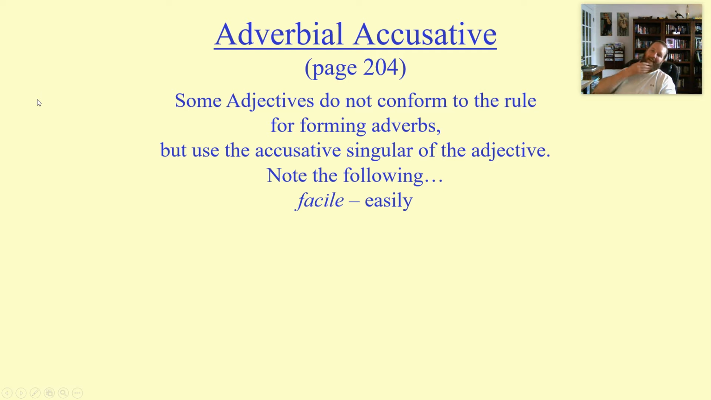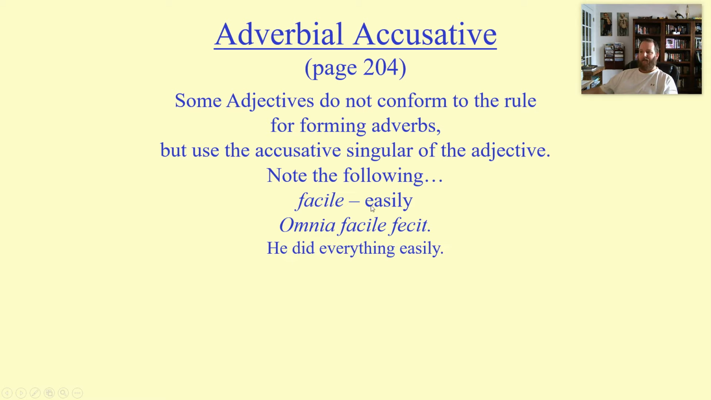One example is the adjective facilis, which we know means easy. If you were following the rule, the adverb would be faciliter because it's third declension. But this one does not follow the rule. Rather, it just uses the accusative neuter for some reason. It's just an irregularity. We don't know exactly why. So facile would be the adverb of facilis, which means easy. Omnia facile fecit. He did everything, or all things, easily. This is a positive adverb, by the way. It's not one of the comparative or superlative we just dealt with.